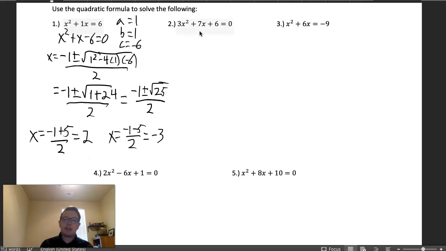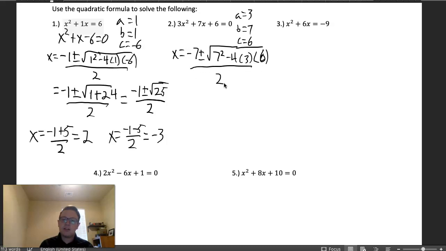Let's quickly go ahead and do problem 2 as well before letting you do a couple. Problem 2, we already have this all good to go, so we know that A is 3, B is 7, and C is 6. So when we multiply this, we get x is equal to negative 7 plus or minus the square root of b squared, 7 squared, minus 4 times a times c, and c is 6, all over 2 times 3.